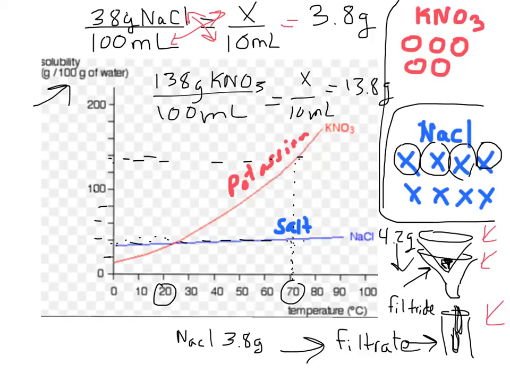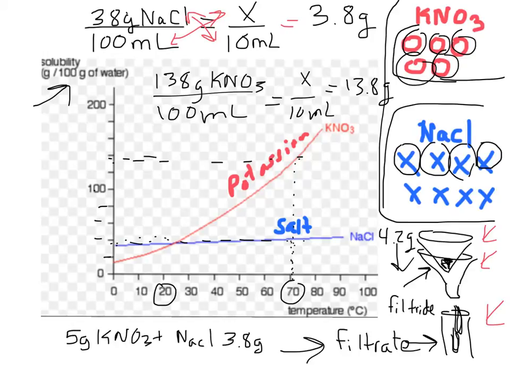But if you look, we don't have 13.8 grams, we've only got 5 grams of our KNO3. So all 5 grams of our KNO3 are going to dissolve. So they're all going to be down here in the filtrate. These two things are going to go in the filtrate at 70 degrees. None of the KNO3 gets caught in the filter. And that's a good thing, because the whole reason we're doing this is to separate them from each other.